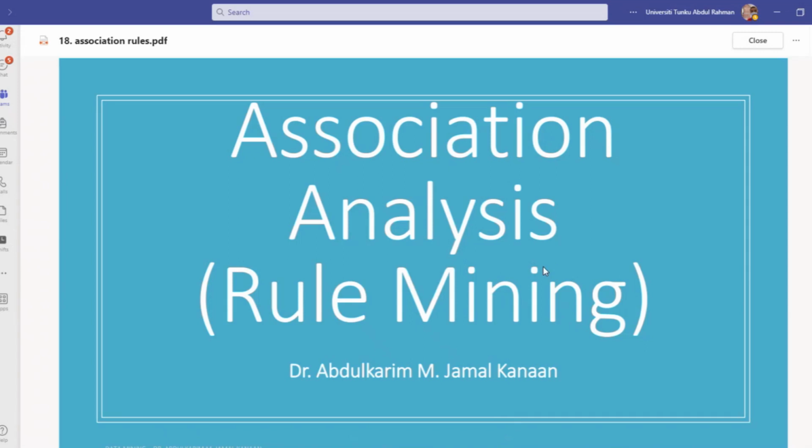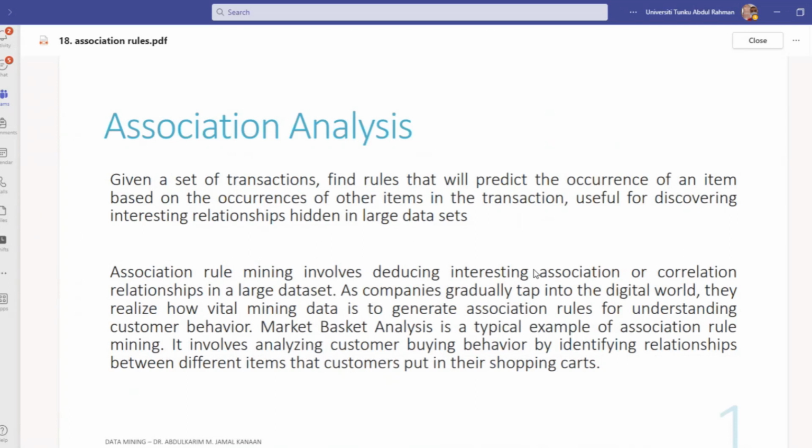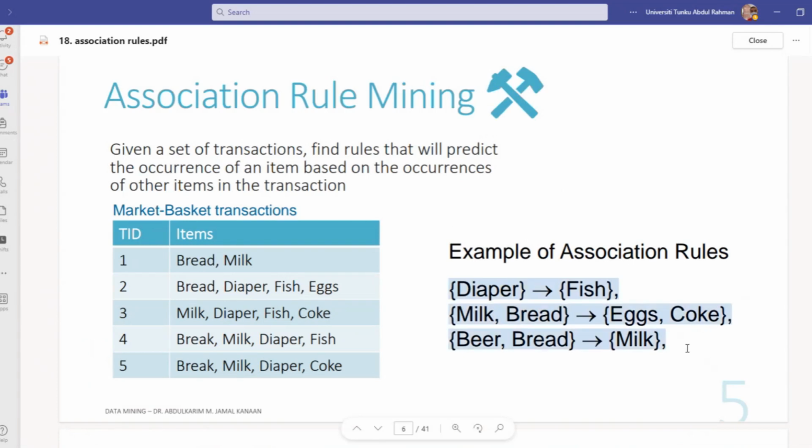Association rules. If we take market basket analysis as an example, we are looking to extract interesting relationships between items, between the occurrences of items inside the data set. For example, taking a transaction data set, we can come up with rules like these, where diaper leads to fish. So remember how to read these. Simply, we are saying that if the customer has placed diaper in the cart, then there's a chance of taking fish as well.